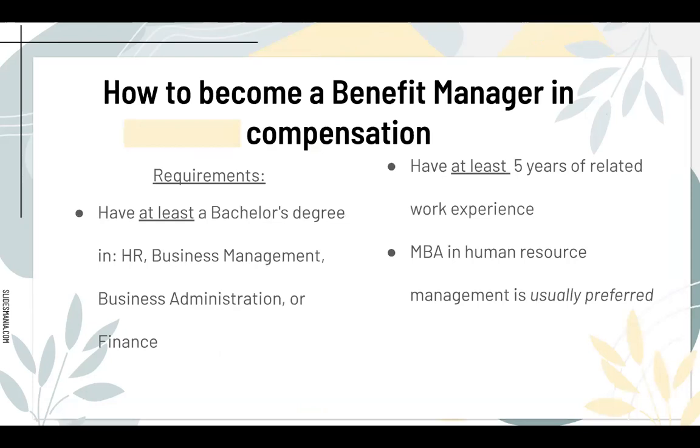And then how to become a benefit manager and compensation. The requirements are to at least have a bachelor's degree in business management, business administration, or finance, and to have at least 5 years of related work experience, either in HR, business management, or finance. It is usually preferred to have an MBA in human resource management because you are more experienced, and you also get more work experience because you're able to work with HR and business management.